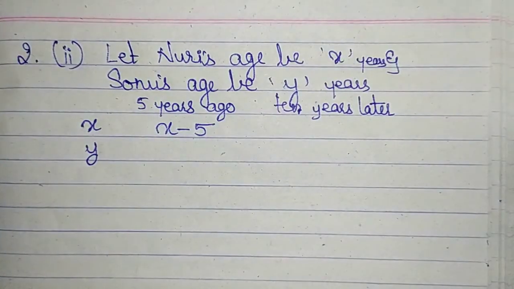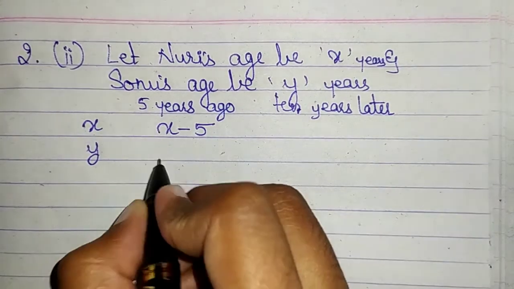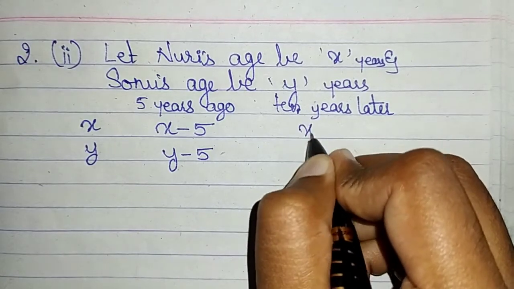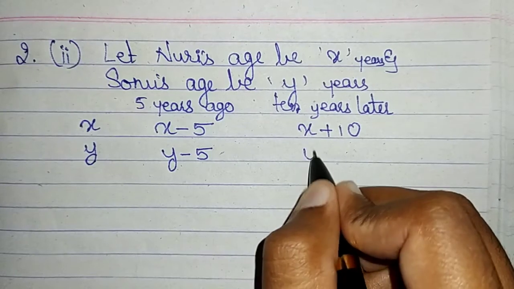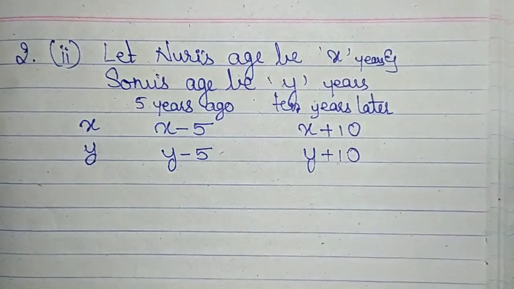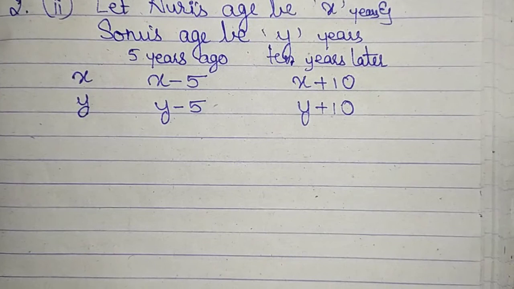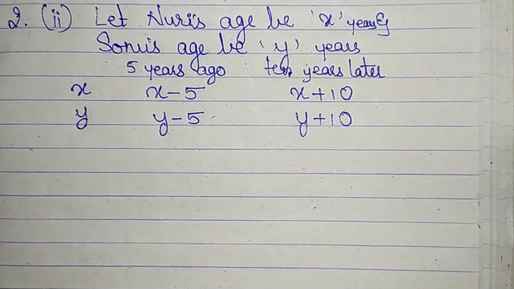The same thing. Now in this year, if your age is 15, 5 years ago your age was 15 minus 5, that is 10 years. Similarly, Sonu's age would be Y minus 5. So 10 years later, Noori's age would be X plus 10, and Sonu's age would be Y plus 10. Same thing. If your age now is 15 years, then 10 years later, you will be 25 years old. So this is the table which we will be using for constructing our equations.